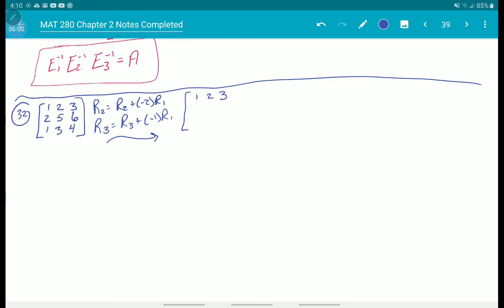Yep. So row 2, 2 minus 2 is 0. 5 minus 4 is 1. 6 minus 6 is 0. 1 minus 1. 3 minus 2. 4 minus 3. So row 3 is row 3 plus negative 1 times row 2.